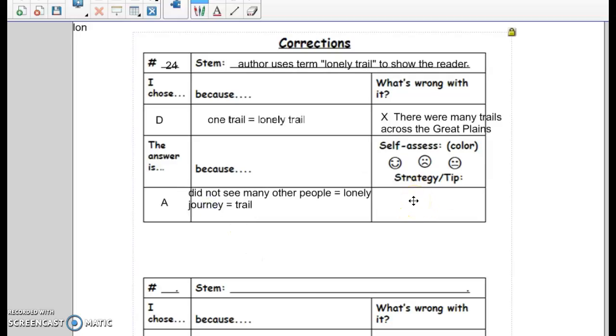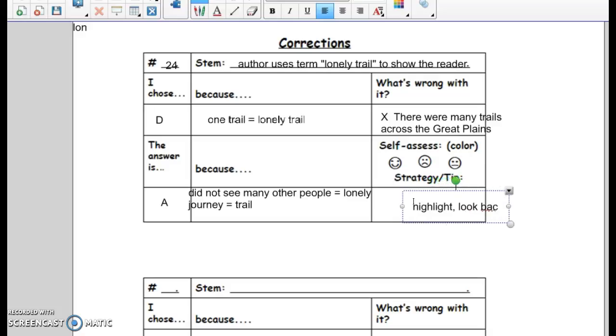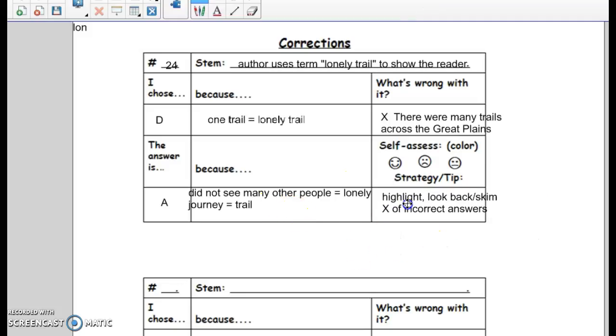The strategy or tip is just to highlight, look back, skim, and get rid of incorrect answers. And like I said, kind of look at those. When you highlight, you're looking at the keywords and seeing how it matches up. Ask yourself, why did the author use those words? What was she showing us? All right, that's it for number 24.